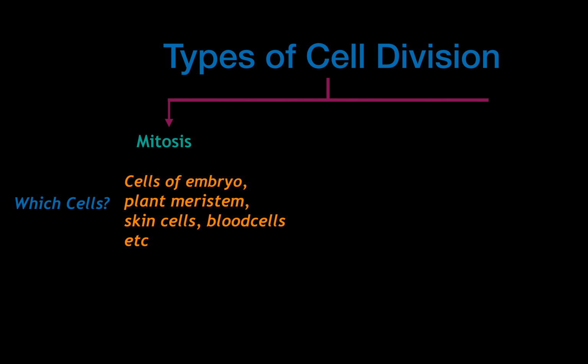Moving ahead, the next type of cell division that we are going to discuss is meiosis. And meiosis occurs mainly in the reproductive cells of the reproductive organs. So these cells are referred to as the germ cells that produce gametes.